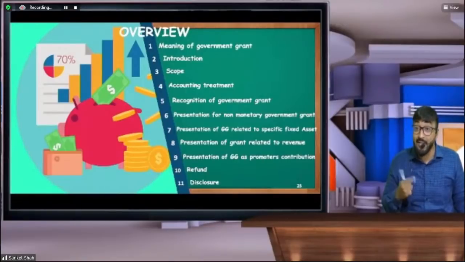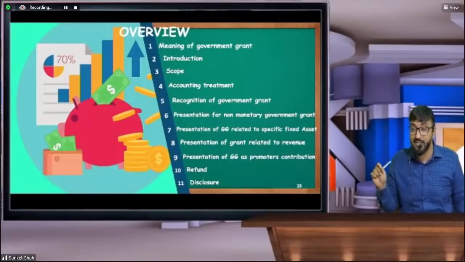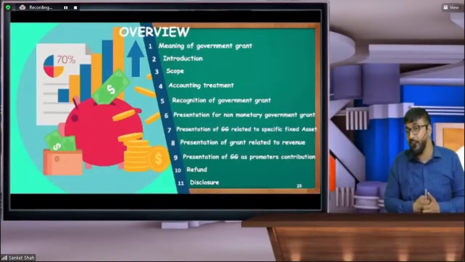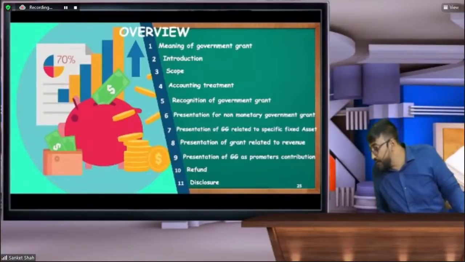If land is given, not cash is given for land, and if cash is given, then beta there are two cases. One is depreciable, one is non-depreciable. Depreciable में again you have two options. One is you deduct it from the asset. Second one you will create deferred GG. And for non-depreciable asset, if conditions are not there, then directly capital reserve. And if conditions are there, you will open deferred GG account. Okay, you will open deferred GG account if conditions put on you. Okay, so these are some conditions.